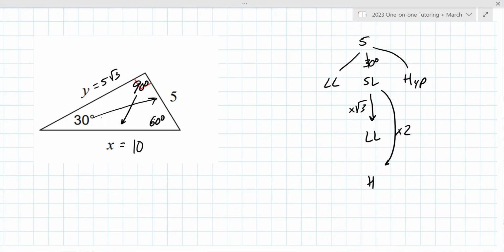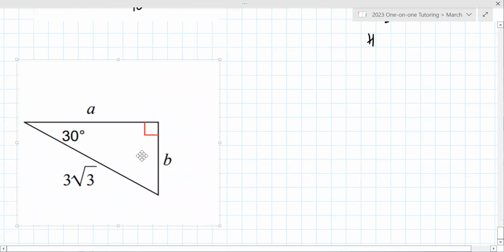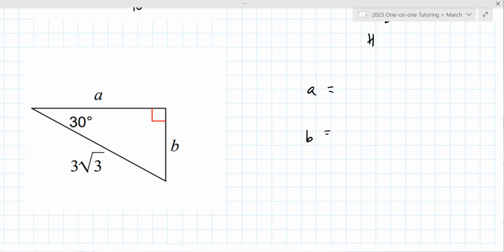Okay. Let's do another one. All right. So try to work this out on your own. Just want your final answers for A and B. Ask me questions if you're unsure, but see how far you can get, please.